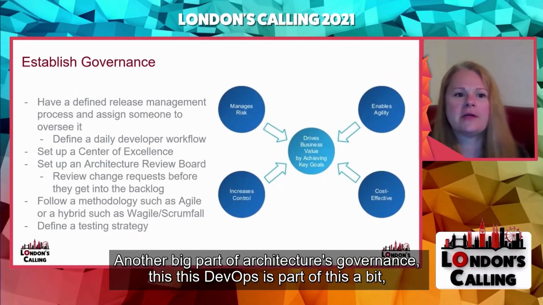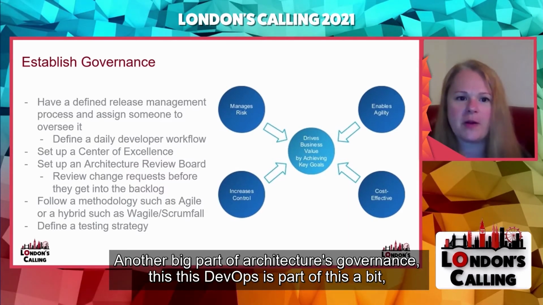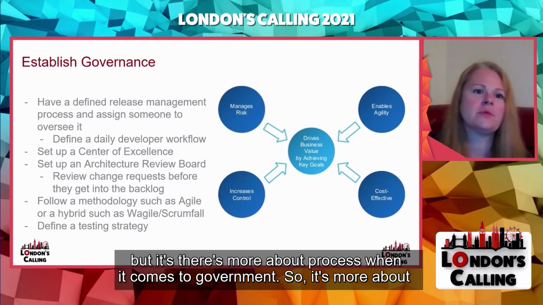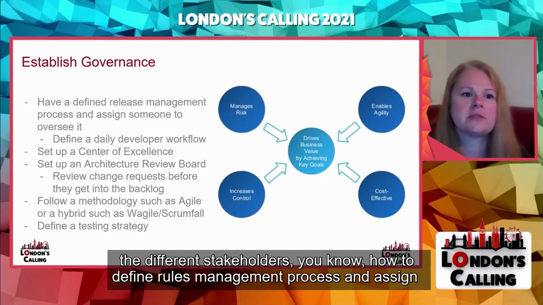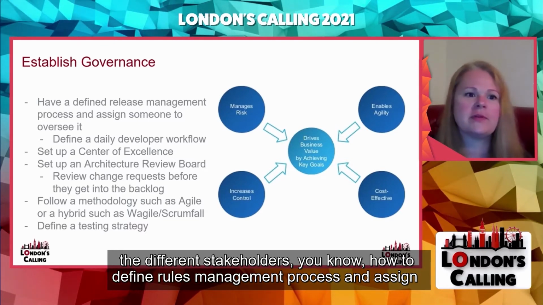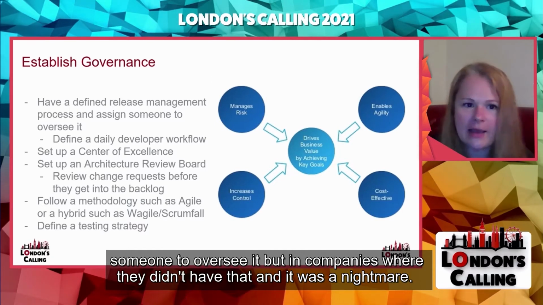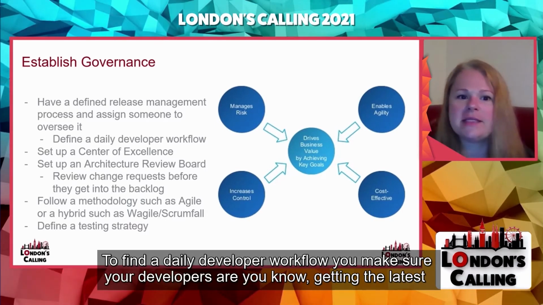Another big part of architecture is governance. DevOps is part of this a bit, but there's more about process when it comes to governance. So it's more about the different stakeholders, have a defined release management process and assign someone to oversee it. But in companies where they didn't have that, it was a nightmare. Define a daily developer workflow.